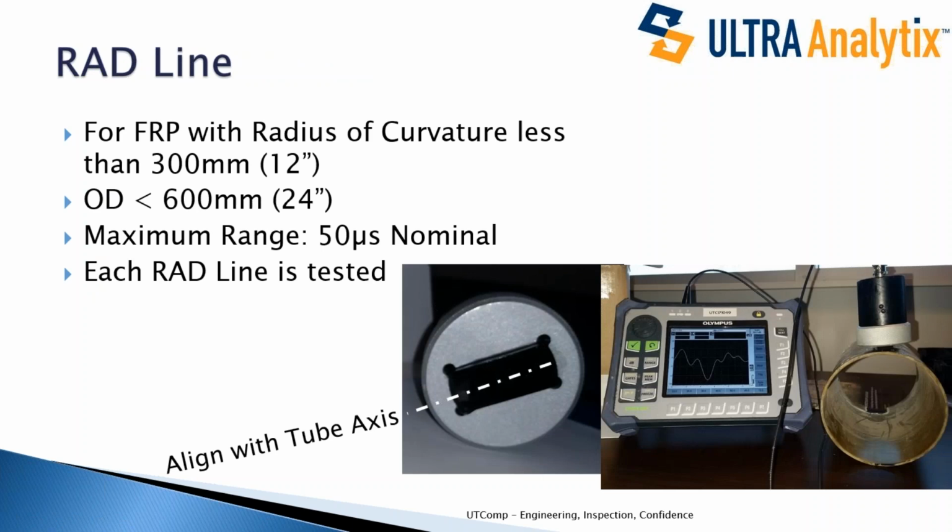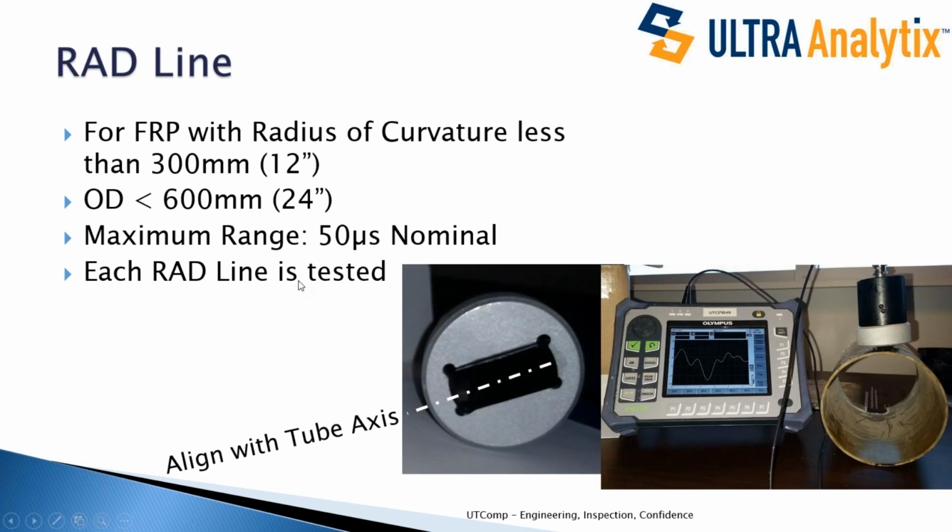Okay, now the rad line. You've seen this before. Some of you have actually purchased them, and we have some available. This is for FRP with a radius of curvature less than 300 millimeters or 12 inches. Another way to think of it is if you're doing a piping inspection, any piping smaller than 24 inches or 600 millimeters outside diameter is to be inspected using a rad line.